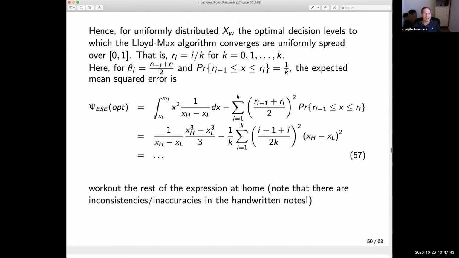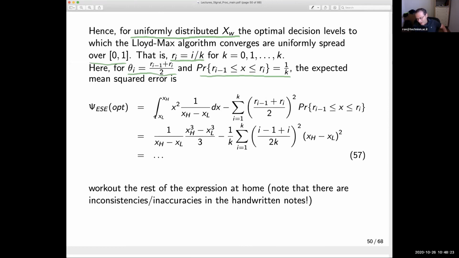So what can we say? If we have our x's uniformly distributed, the optimal decisions in the Max-Lloyd algorithm would probably converge uniformly over 0, 1. This is something that by hand waving you can prove, or go to the relevant paper and prove. So the Ri would just be a split over my domain at the right place, and then the thetas would be nothing but the average of these Ri's. And the probability would be 1/k of having a point in each of the k intervals.